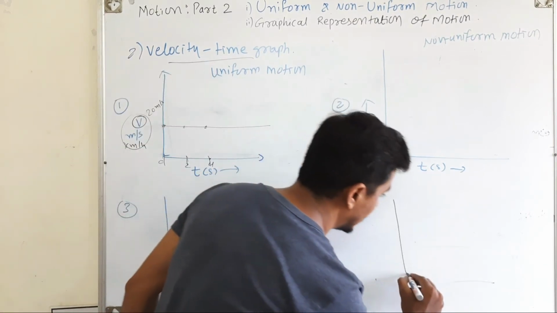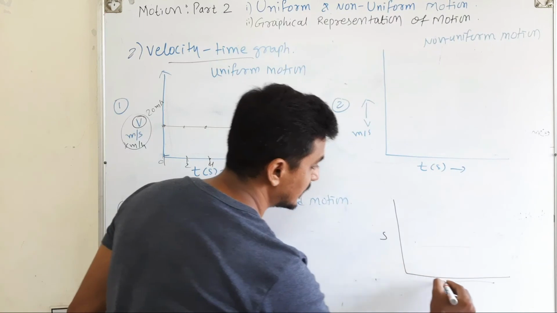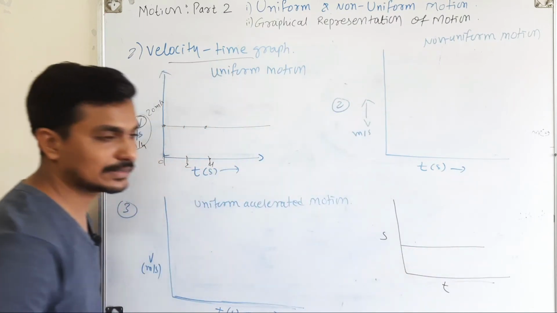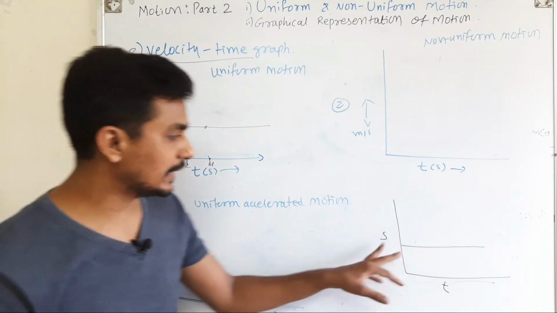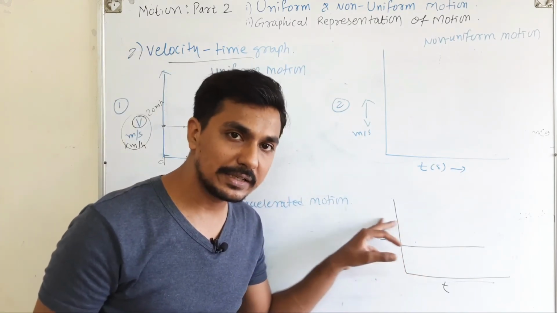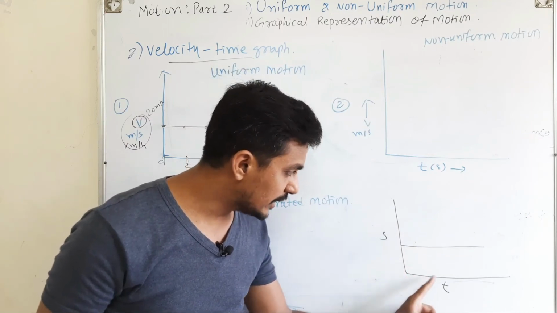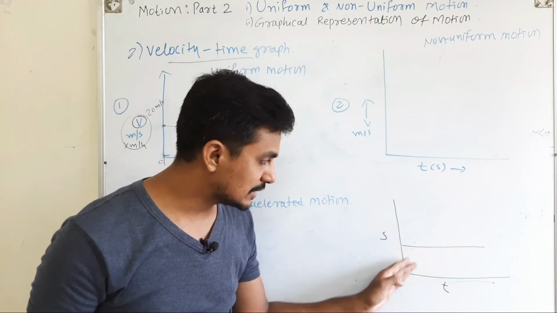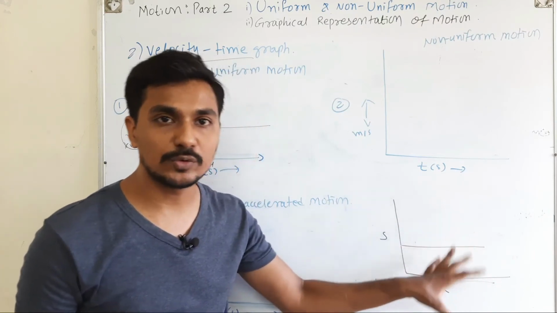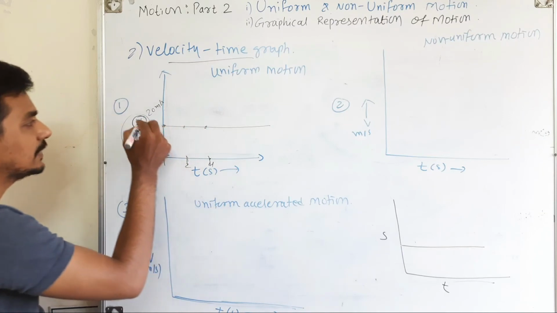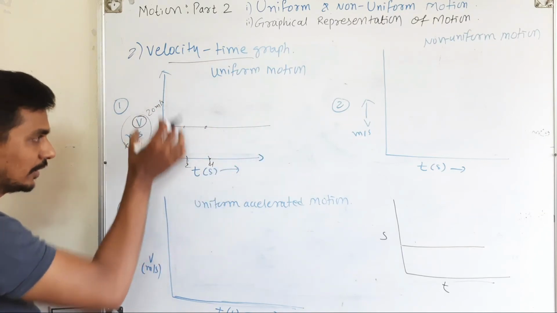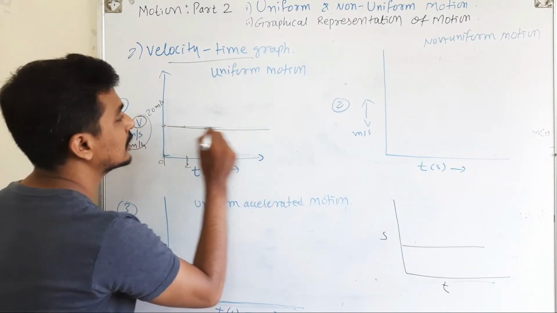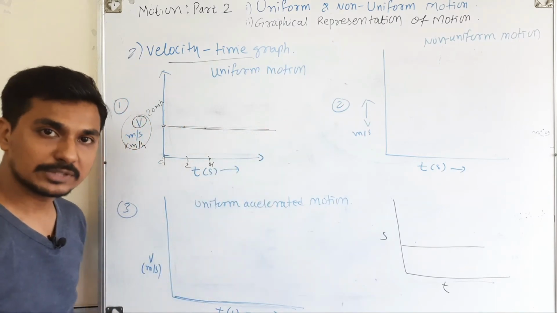Suppose you have a graph like this, and here you have distance and here you have time, and the line is parallel to the x-axis. In that case, it indicates that the object is not changing. S indicates the distance. So at all intervals of time, the distance from the origin is the same. That is, the object is not moving at all. And if it is a velocity-time graph, and you get the same graph, then it indicates that the object is moving with a uniform speed.